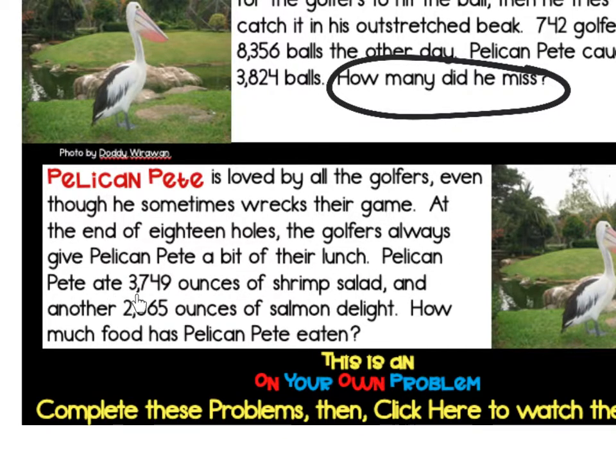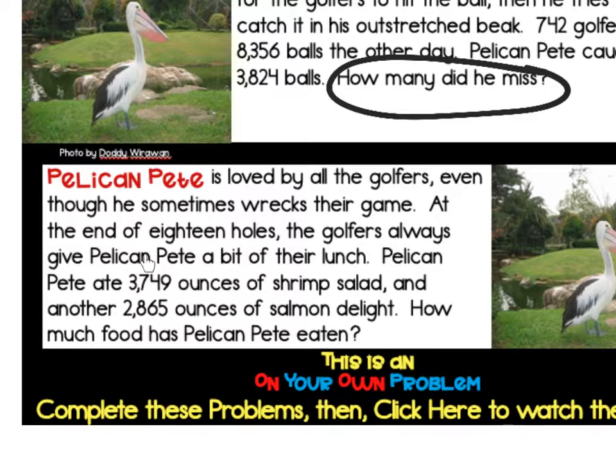Pelican Pete ate 3,749 ounces of shrimp salad and another 2,865 ounces of salmon delight. Ooh, that is lovely. How much food has Pelican Pete eaten?